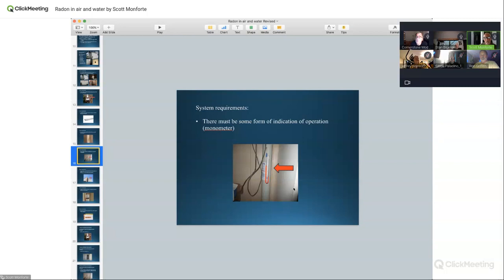But for a client, you have to have a U-tube on there. There has to be a manometer. When builders do passive systems, they don't need any of this. Once you activate it, it has to be labeled. It should be labeled Radon anyways.